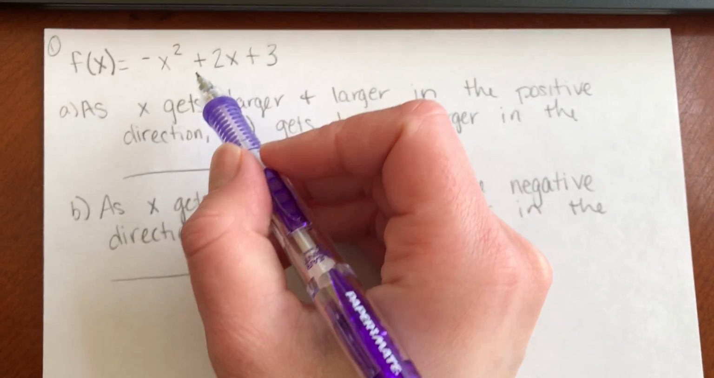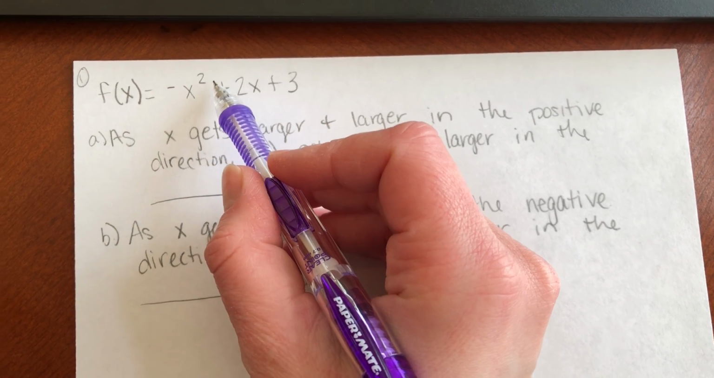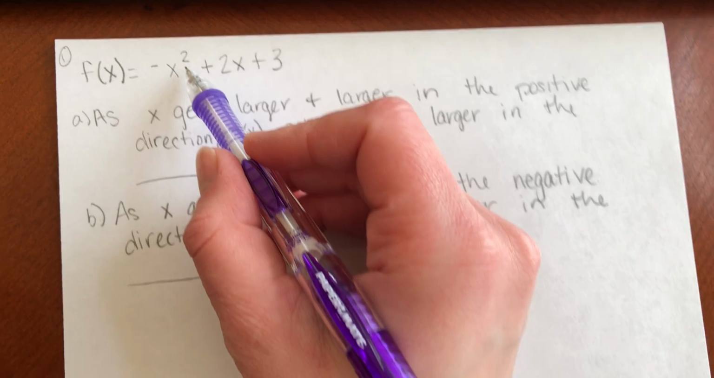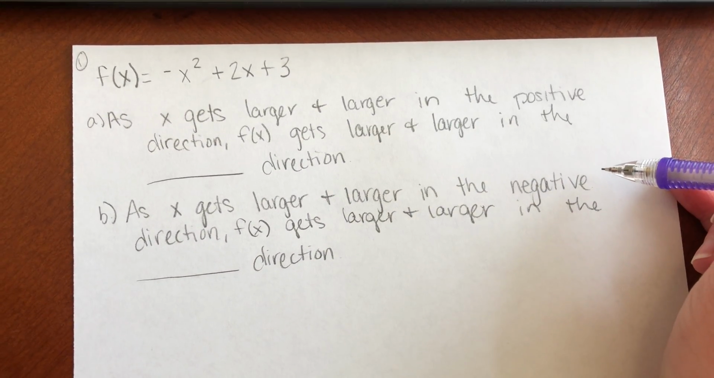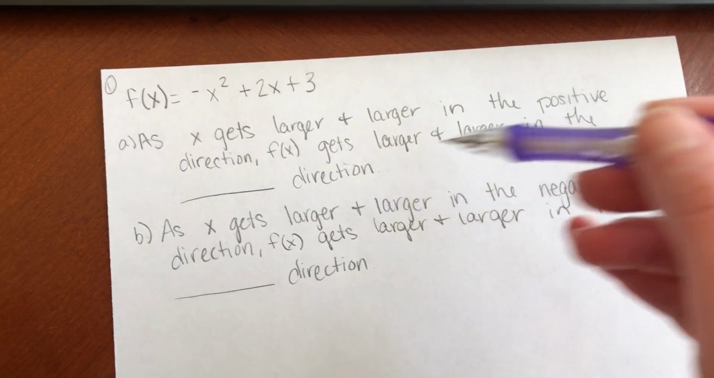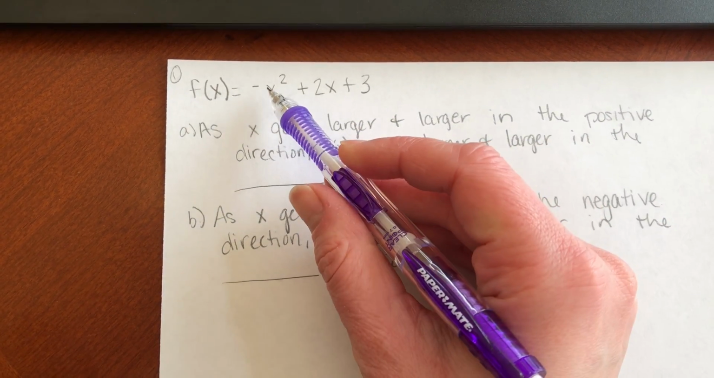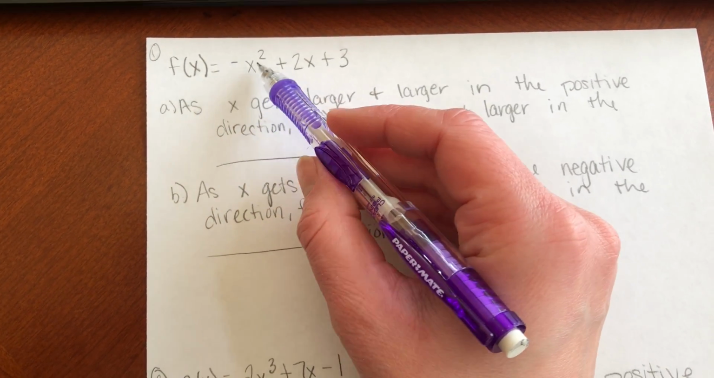So the first thing you want to look for is the degree, right? My degree here is 2 because it's my highest exponent. That means I have an even polynomial. So both the positive and the negative are going to go in the same direction. So essentially I'm going to be filling in the same word here and here, depending on what my leading coefficient is. My leading coefficient here is -1.